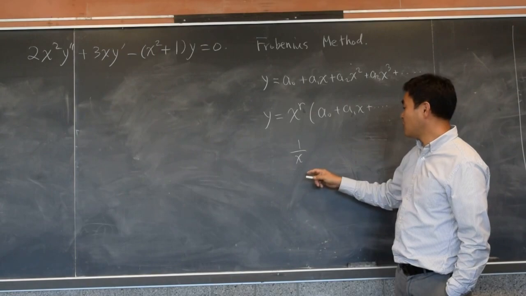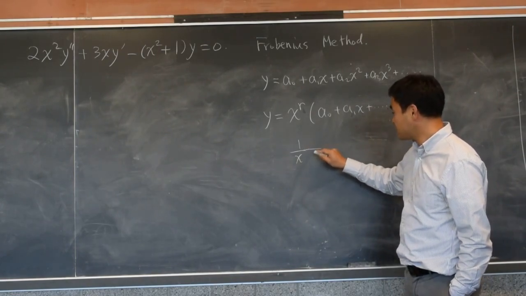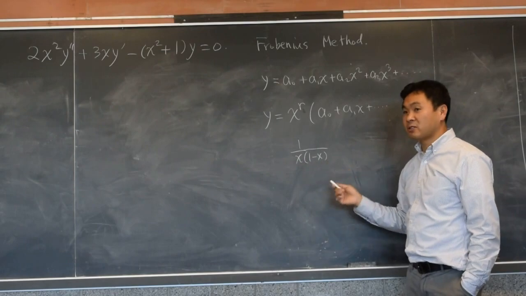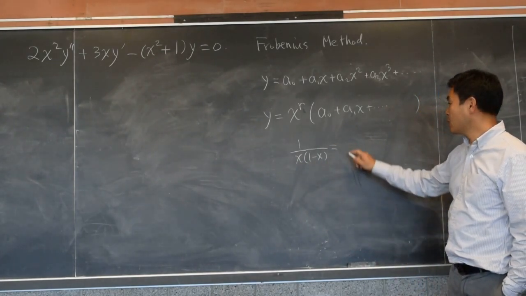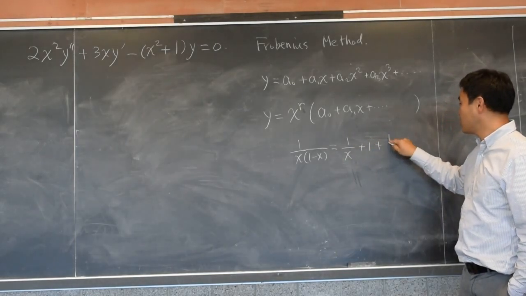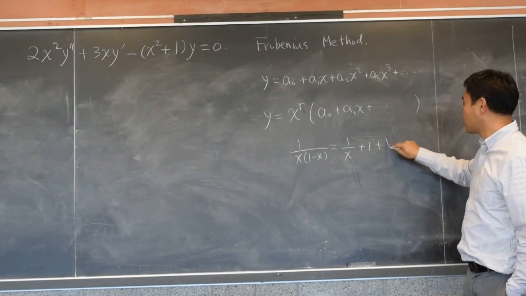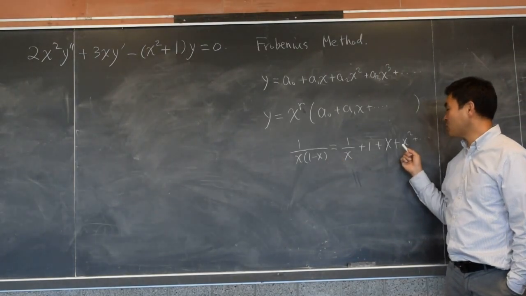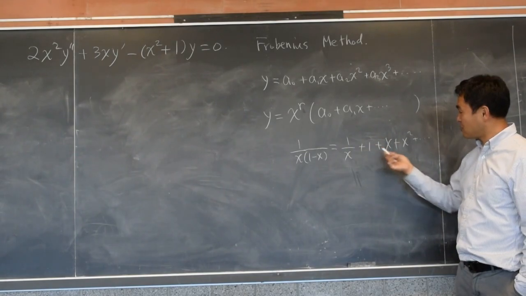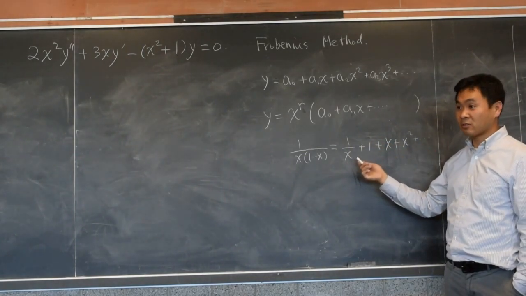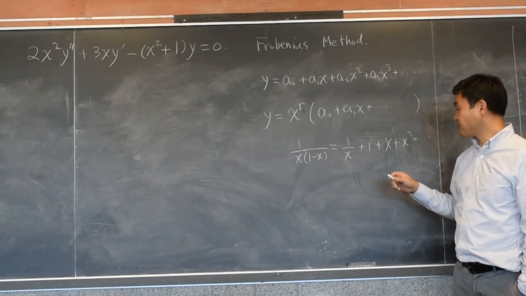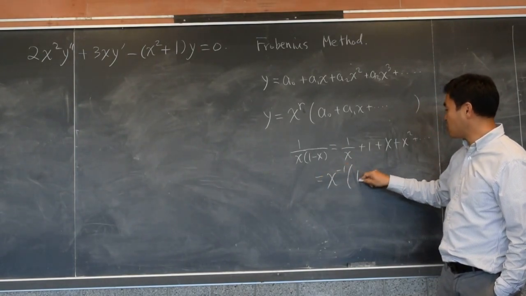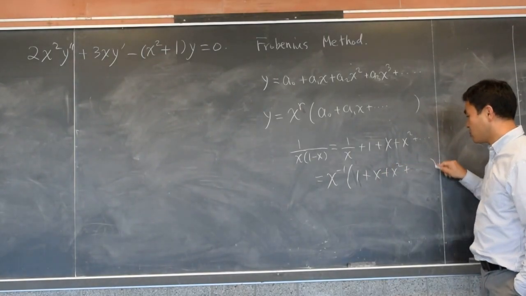For example, let's see. Here's an example. 1 over x times 1 minus x is the same as 1 over x plus 1 plus x plus x squared plus and so on. Okay. So there are functions which do not only start at the constant term. Some functions start at 1 over x. So this will be the case where you have x to the negative 1 times 1 plus x plus x squared, and so on and so on. Okay.